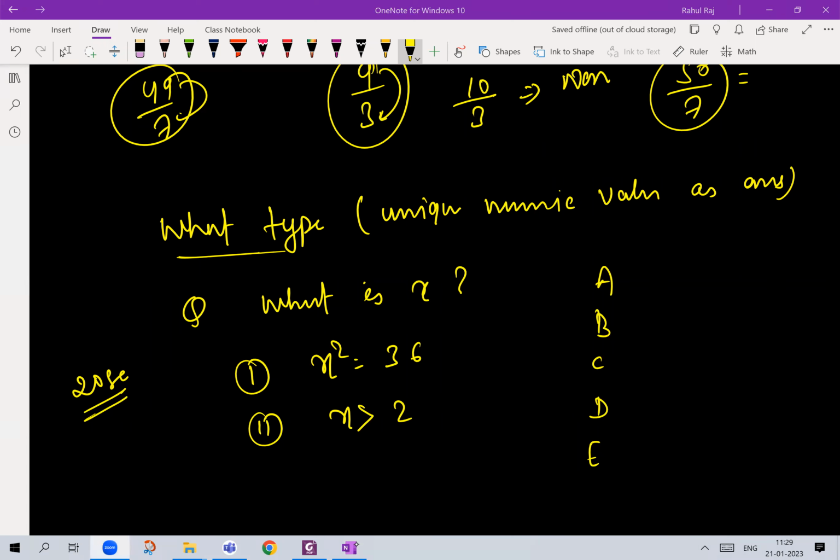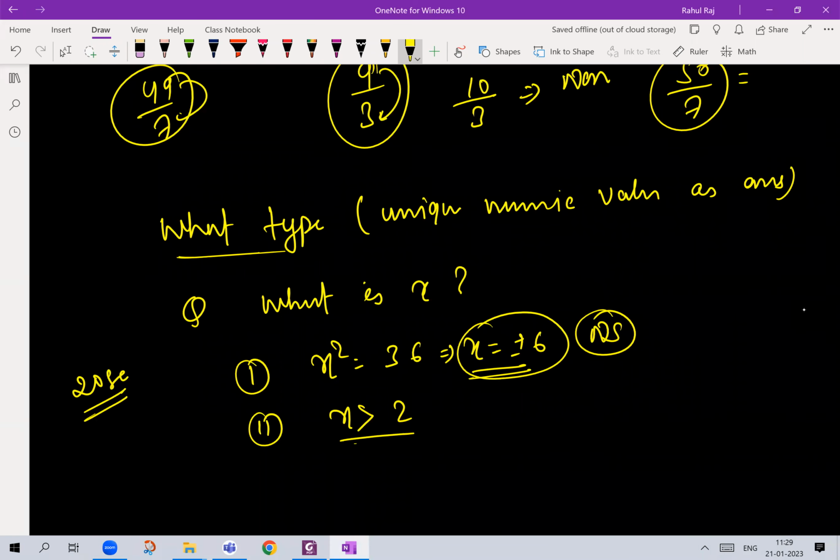Absolutely. So it's a straightforward answer, guys. x square is equal to 36 means what? x is equal to plus 6 or minus 6. And I've just told you that in this type of question you should have a unique numeric value. So there are two different values, plus 6 and minus 6. I can say this statement is not sufficient. x greater than 2 can take multiple values, 3 to infinity. Again, this statement is not sufficient.